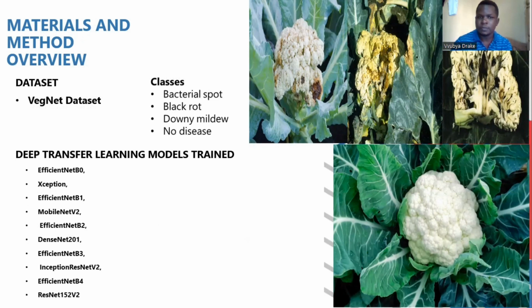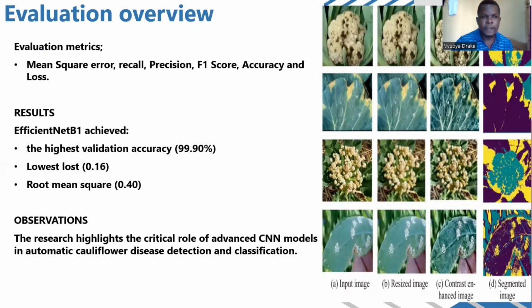Four classes have been used, that is bacterial spot, black rot, downy mildew, and no disease. And different transfer learning techniques were used, as we're going to see. Then the evaluation metrics used were mean square error, recall, precision, and others. It was found that EfficientNet B1 achieved the highest validation accuracy and the lowest loss of 0.16.